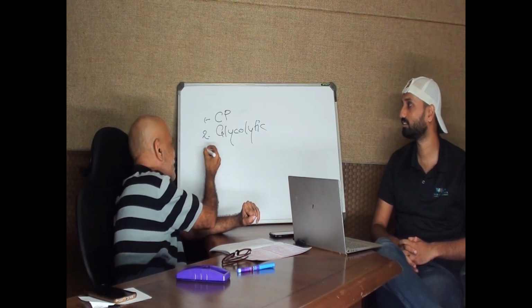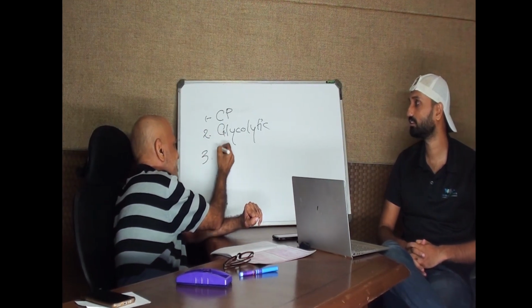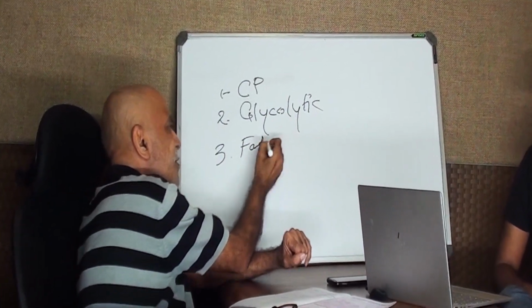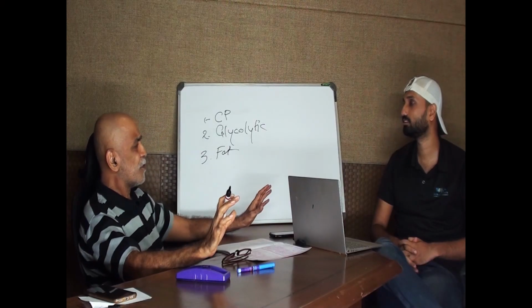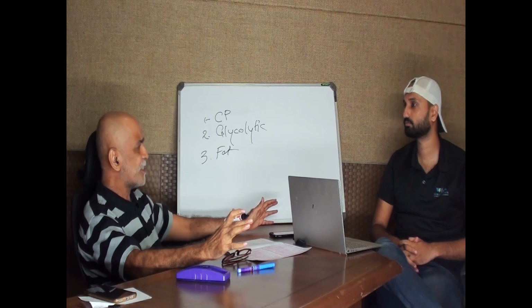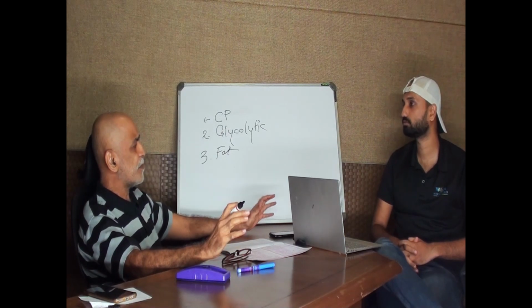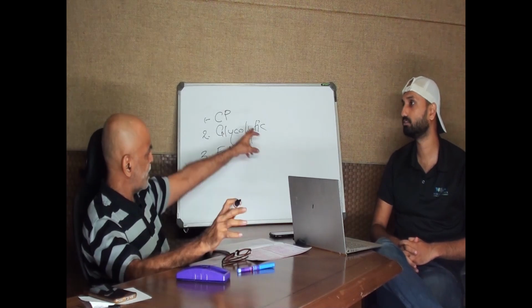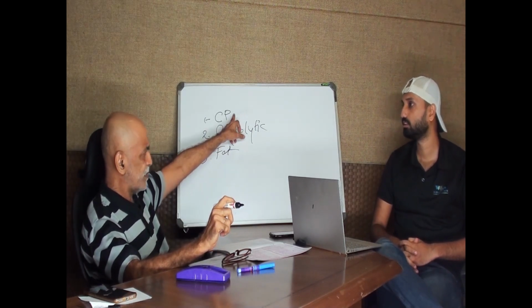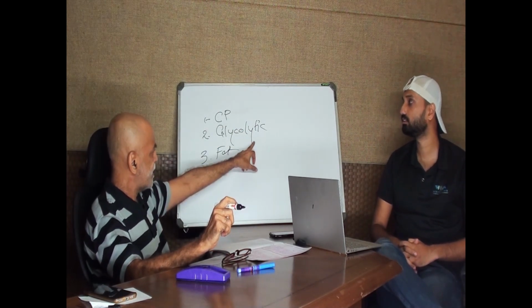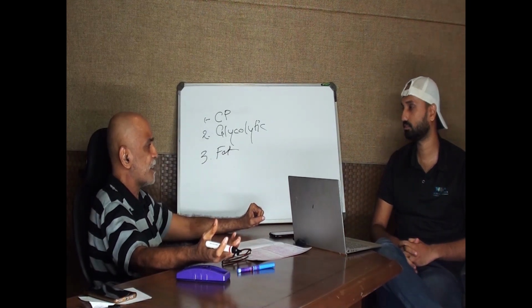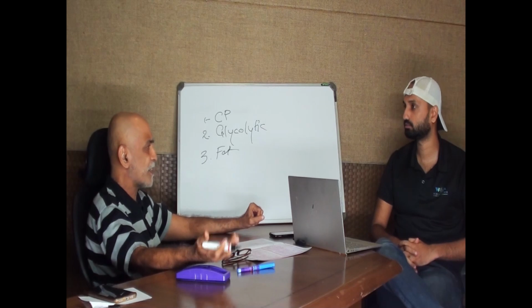And the third is lipid metabolism or fat metabolism. You get more amount of energy, but energy production is very slow, but it is indefinite. Now there is a limit for this. Here it is in seconds. In the glycolytic pathway, it is around, say, half an hour to 2 hours, 3 hours.